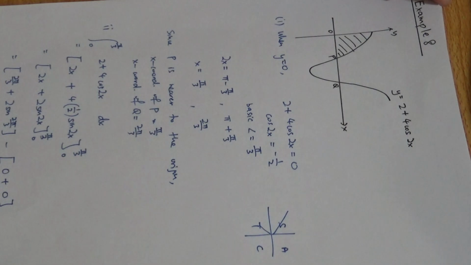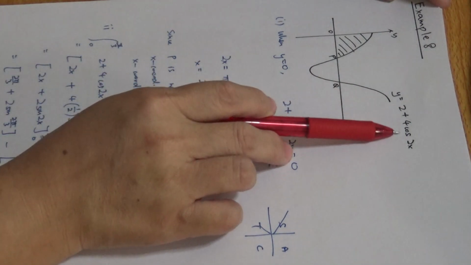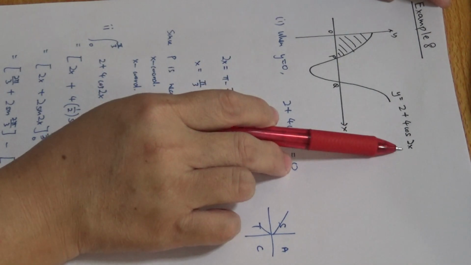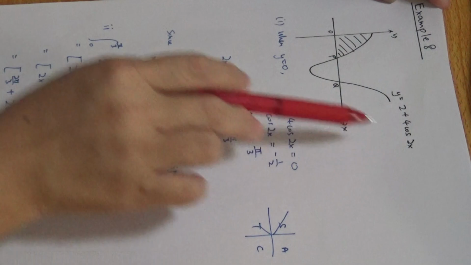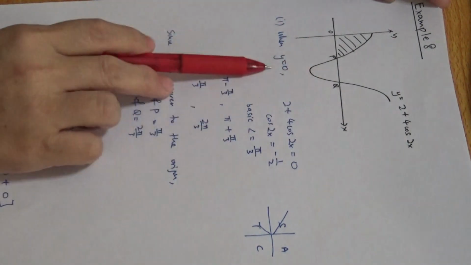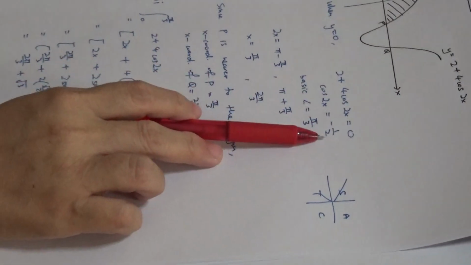Alright, the diagram shows part of the curve y equals 2 plus 4 cosine 2x meeting the x-axis at the points P and Q. Show that the x-coordinate of P is pi over 3 and find the x-coordinate of Q. Now at the x-axis, y is 0.